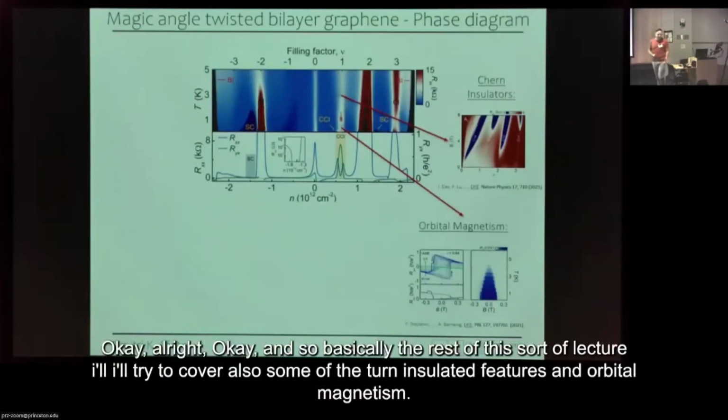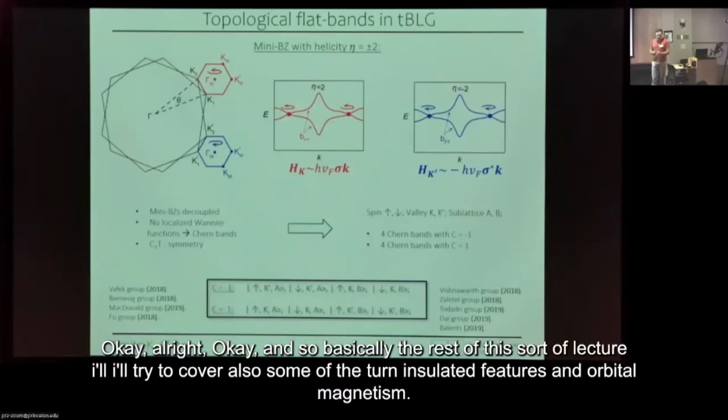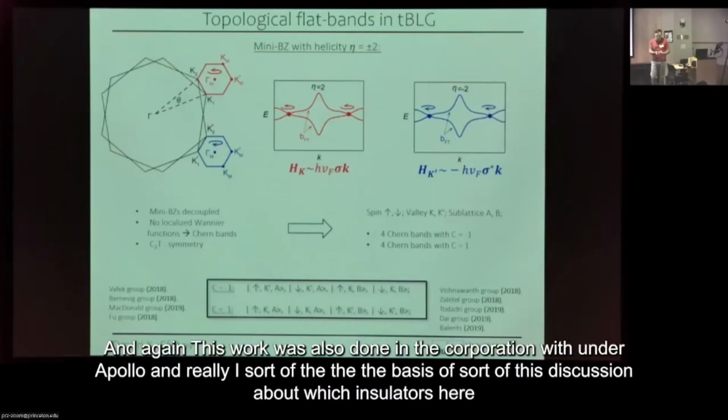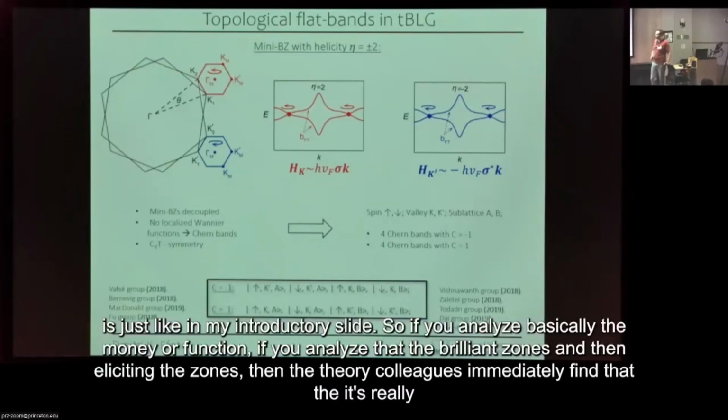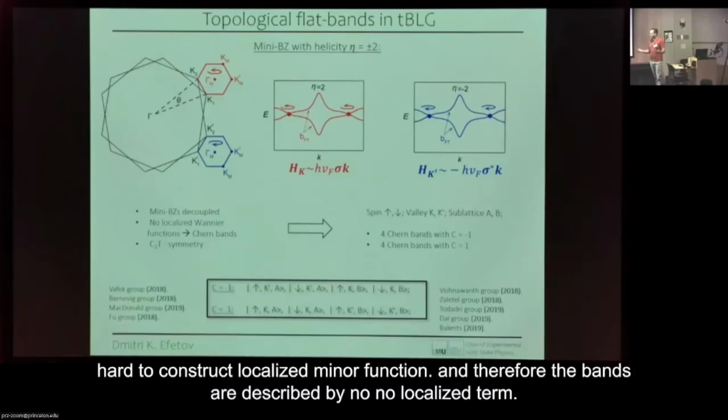Okay, and so basically the rest of this lecture, I'll try to cover also some of the Chern insulator features and orbital magnetism. And again, this work was also done in collaboration with Andre, Biao, and Jonah. Really, the basis of this discussion about topological insulators is just like in my introductory slide. If you analyze the Wannier functions, the Brillouin zones and the helicity in the Brillouin zones, then the theory colleagues immediately find that it's really hard to construct localized Wannier functions, and therefore the bands are described by non-localized Chern bands, right?